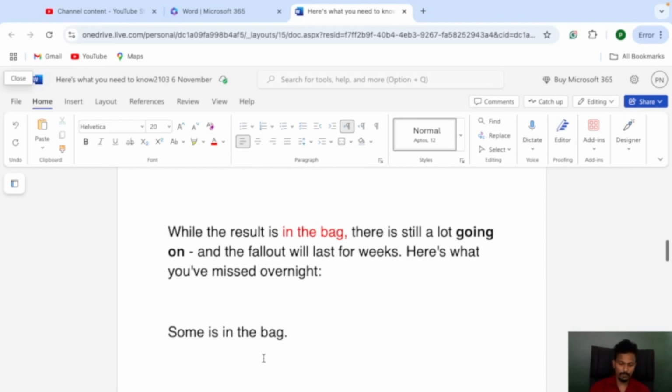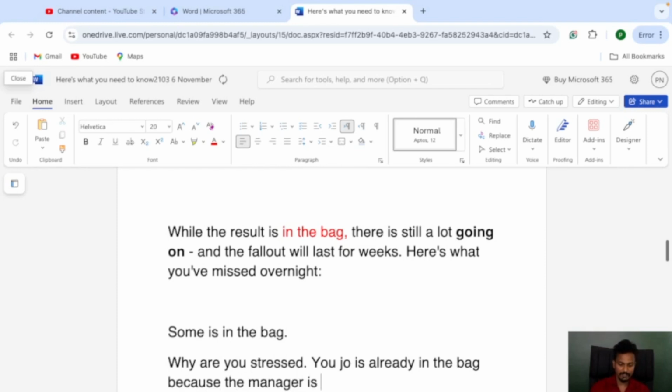Why are you stressed? Why are you stressed? Your job is already in the bag. Why? Because the manager is your uncle. ඔයාලා අනිවාර්යෙන් අයියෝ ස්ට්‍රෙස් එකකින් ඉන්නේ. ඔයාලට ජොබ් එක අනිවාර්යෙන්ම හම්බ වෙනවා. මොකද මැනේජර් ඔයාලගේ අන්කල් නේ. So the job is in the bag, right? අනිවාර්යෙන්ම බය වෙන්න දෙයක් නැහැ.